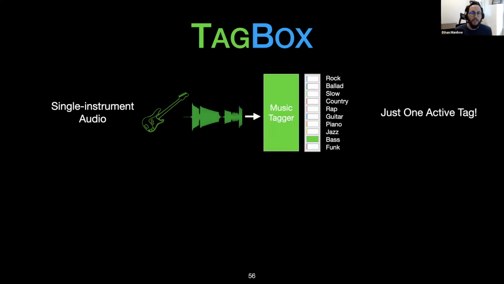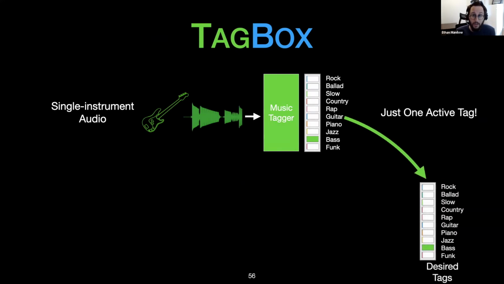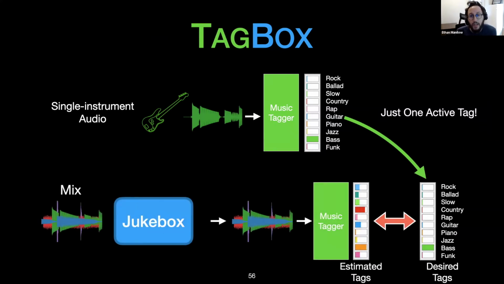The core idea behind TagBox is simple. When audio of an isolated source like the solo bass guitar is input into a music tagger, only the instrument tags corresponding to the bass source should be active. Therefore, we're going to fix a set of predefined tags corresponding to our bass source, for example, and then pass a mixture through JUKEBOX, and iteratively optimize the output of JUKEBOX until it matches those tags. With TagBox, we're going to run this optimization on each audio file individually. So let me dive into this in a little more detail.